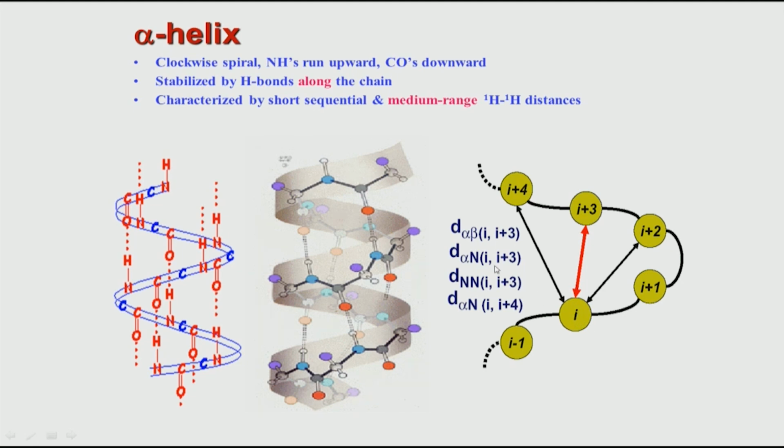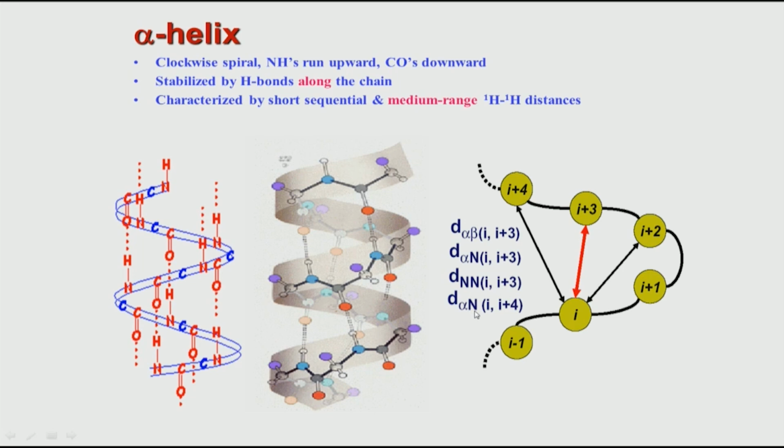So, specifically it is the alpha proton to beta proton. If you see the alpha proton of I to the beta proton of I plus 3, there is a very close distance, within 5 angstrom, and that helps us to find out if the secondary structure is a helix or not. Similarly, for a helix there are some more: I to I plus 4, I plus 3, I plus 2 and so on. So, basically it is I to I plus 3 and I to I plus 4, with different alpha and amide protons.